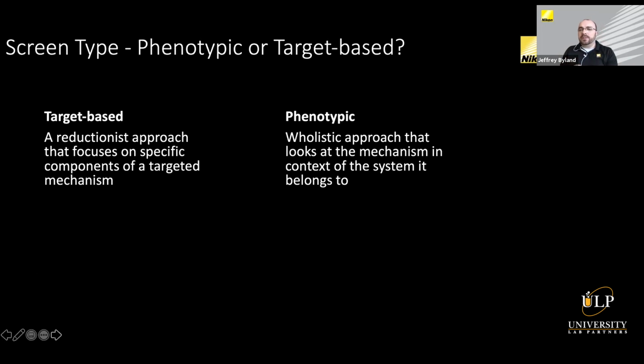And so that's where phenotypic screening really shines, is it's a more holistic approach that can look at the mechanism of action of your drug or your therapeutic in the context of the system that it belongs to. So instead of just looking at a receptor with its signaling molecules, we look at, in the context of cells, how they behave when that receptor is being activated or blocked, right? And so this is something when we're talking about screening, we should address and talk about the difference between these target-based and more holistic phenotypic screening. And that's what I'll be talking about more for the rest of the presentation. So if we move to the next slide.